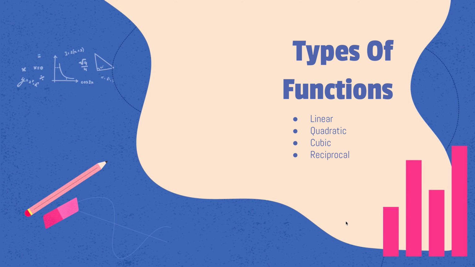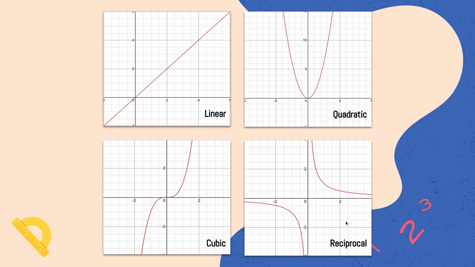So now we will look at some types of functions. These are very basic types of functions: linear, quadratic, cubic and reciprocal. There are more, but let us look into a few of them. The first one is a linear function. A linear function is quite straightforward. It is simply a straight line.